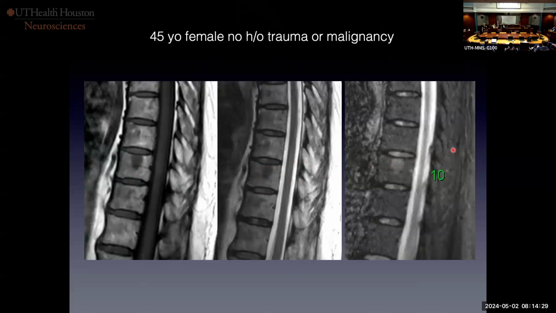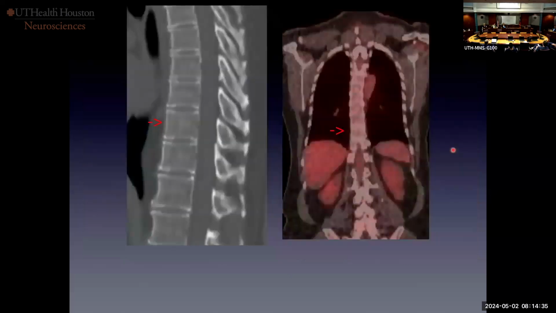So this is a lesion that is indeterminate. It doesn't look terribly aggressive, but there's no degenerative disc disease at that level. Not sure what it is. So in this case, they did FDG PET. It was negative. You can't even see the lesion on the CT scan. Probably it's red marrow, or could be a typical hemangioma. But in any event, this gives us some security.